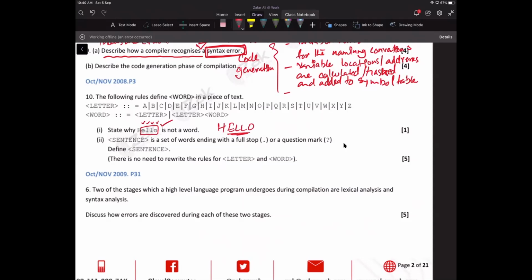A sentence is a set of words ending with a full stop. So for the full stop, let's make a token. Let's call it full stop. Full stop is defined as a full stop or question mark. So let's call it sentence terminator.